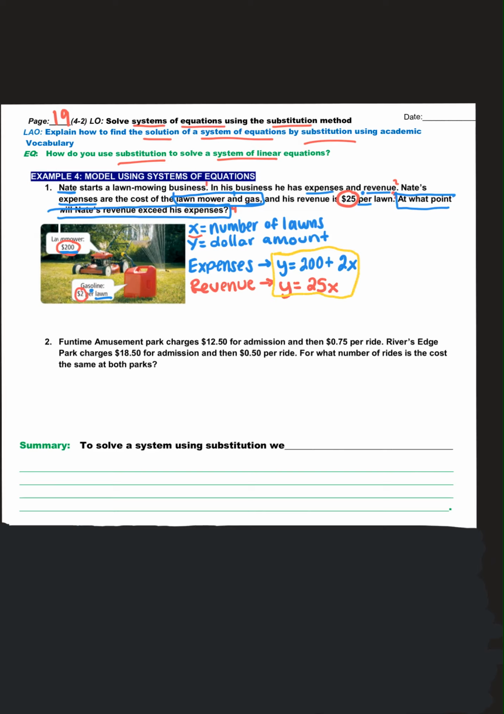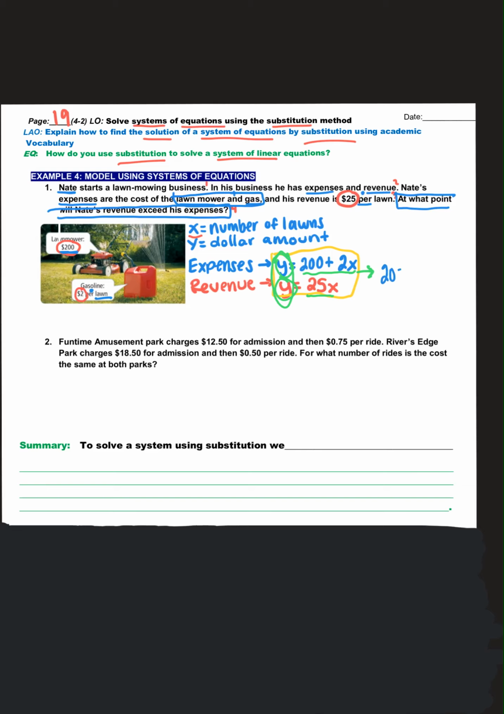Now we need to use substitution to figure out when Nate's revenue is going to exceed his expenses. So we're going to take these two and substitute them in. Well, in this case, we've got this really unique experience where y is isolated on both. You might recall this from when we were solving equations, Topic 1: if both are equal to the exact same thing, then we can set them equal to each other.